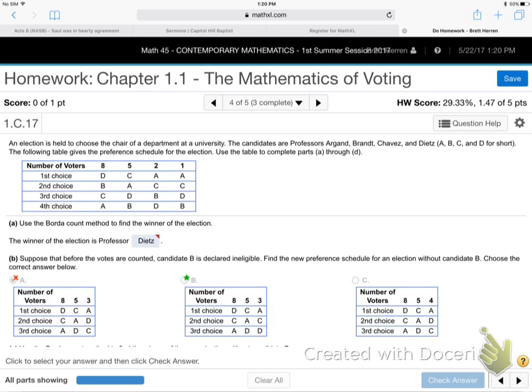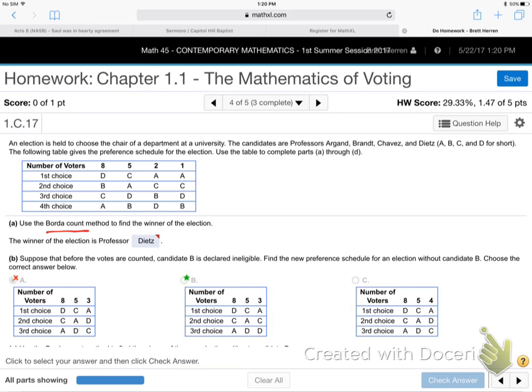All right, so here we go. Election is held to choose the chair of the department, A, B, C, D. There's the schedule. Use the Borda count method. Okay, we're getting a new method. Now, this is the second of our 4 methods. The first was plurality, which is first place is all that matters. This next method is called Borda count. What that means is it's basically giving points to their value system. What you do is you say, all right, if you get a first place vote, we'll give you 4 points.